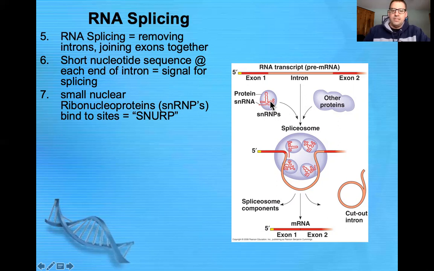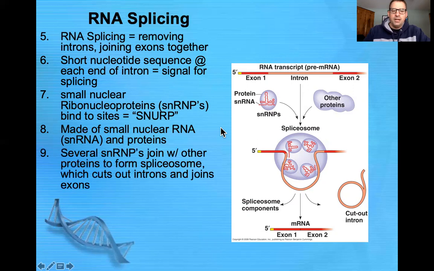And many of these will join together with other proteins in the nucleus and form a structure called a spliceosome. And the spliceosome will then cut out the introns and join the exons together. And so then what we get, the cut-out intron is released.